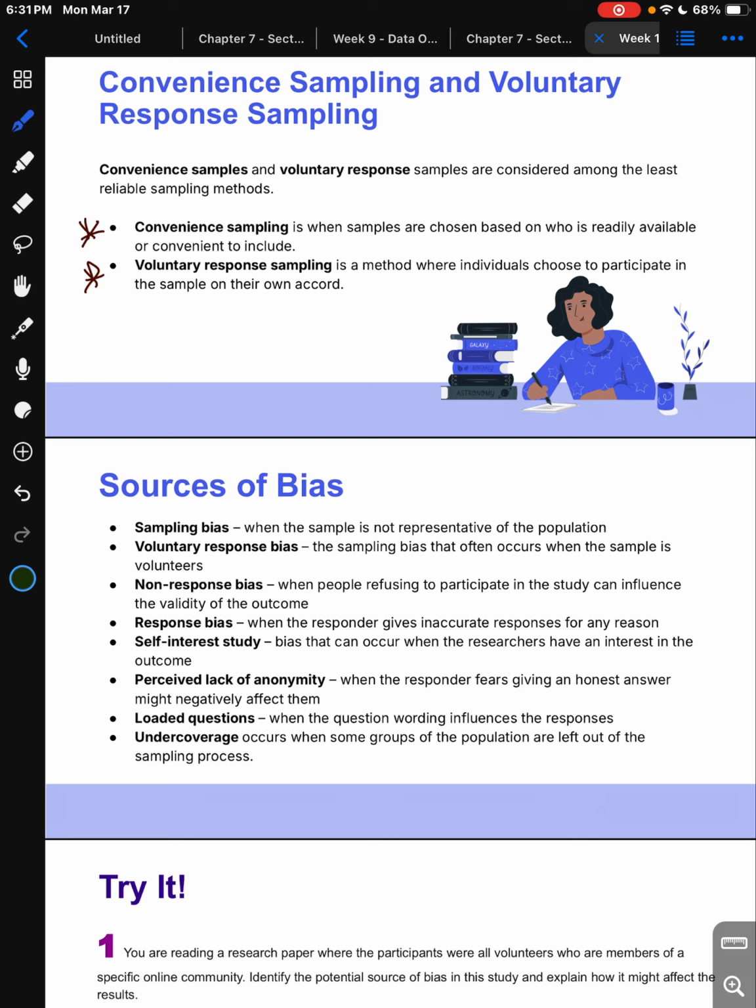Response bias occurs when the responder gives inaccurate responses for any reason. Self-interest study bias can occur when the researchers have an interest in the outcome. Perceived lack of anonymity is when the responders fear that giving honest answers might negatively reflect on them. Loaded questions are when the question's wording influences responses. Undercoverage occurs when some groups of the population are left out of the sampling process.